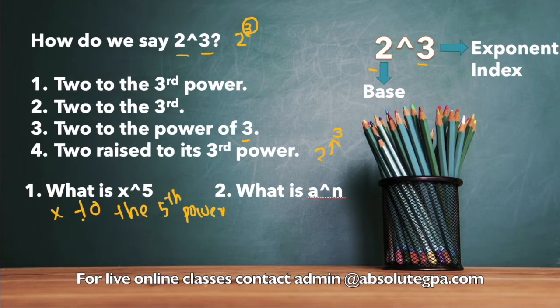And what does that mean? That means x is multiplied by itself 5 times. That's 1, 2, 3, 4, and 5.